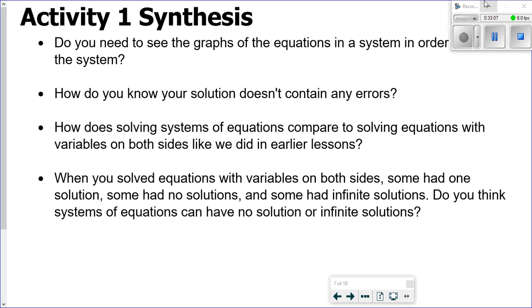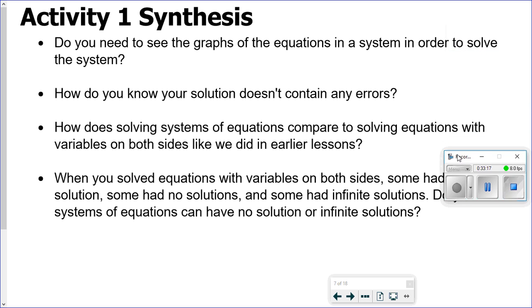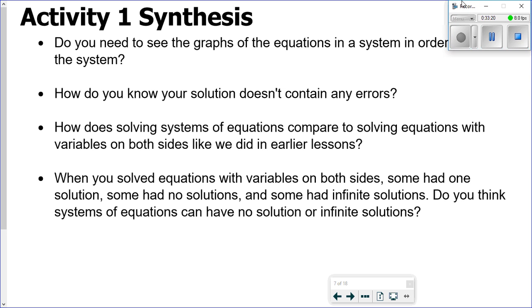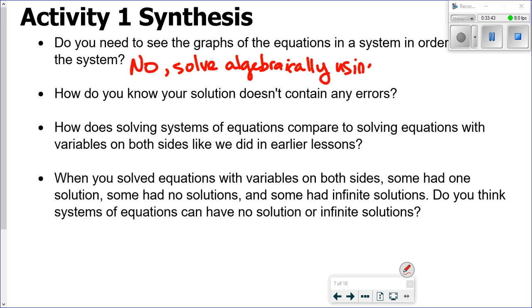All right, so if we recap a couple of things, do you need to see the graphs and the equations in order to solve the system? And the answer to that, we just said, is no. You don't have to see the graphs. They are helpful, but you don't always have to. We just learned that you can solve systems algebraically, using the equations.